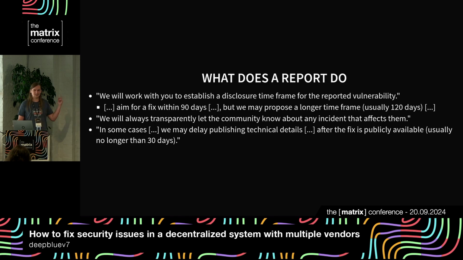And then there's another interesting sentence: in some cases they might delay publishing the technical details about how the security issue can be abused. That of course makes sense. If they announce a fix for a security issue, they don't immediately want to post how people can abuse it. They want to give people time to learn about this and then update their clients or servers so that the issue can't be abused anymore.